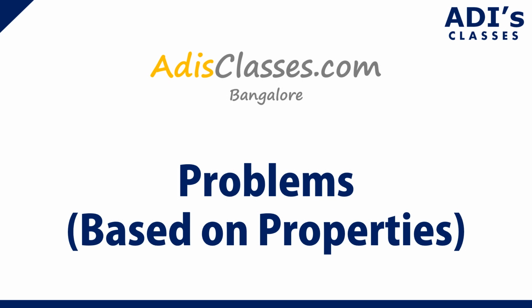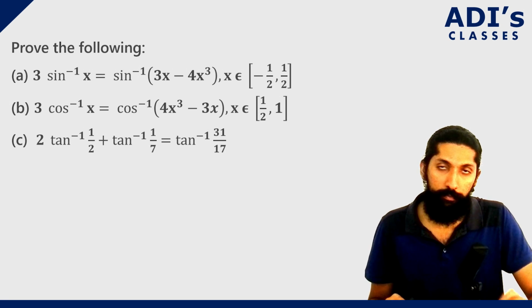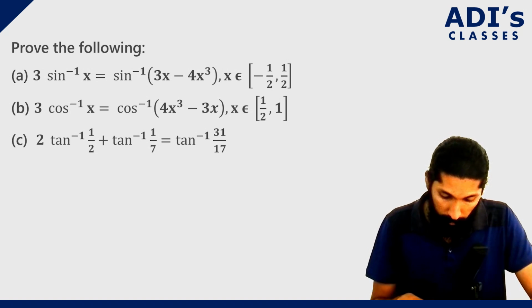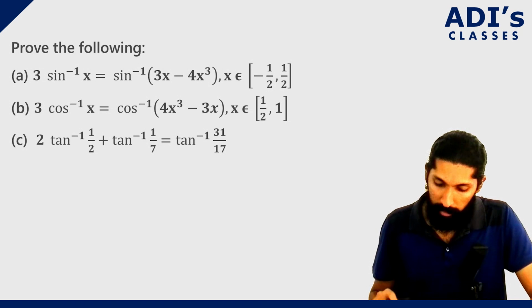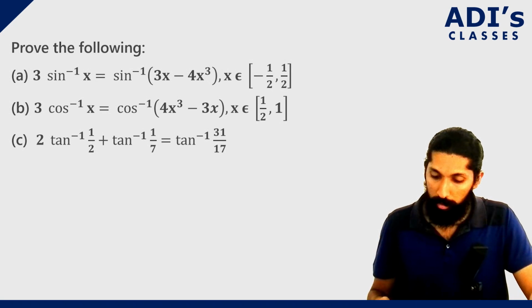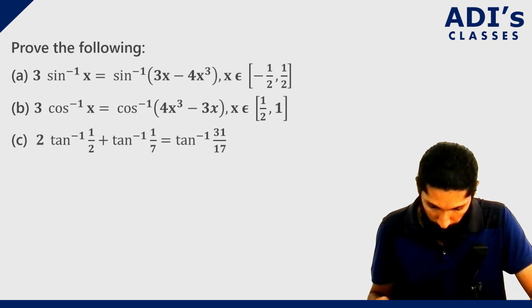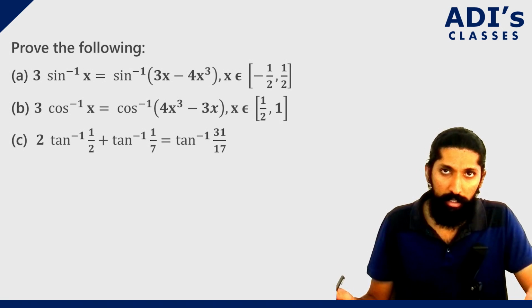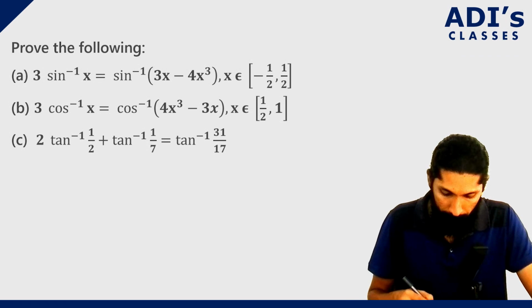Let's solve a couple of problems based on whatever properties we have done. Okay, let's start from the first one. It says 3 sine inverse of x is equal to sine inverse of 3x minus 4x cube, where x belongs to minus half to plus half. The range is given to you. It's quite easy and simple, I would say.